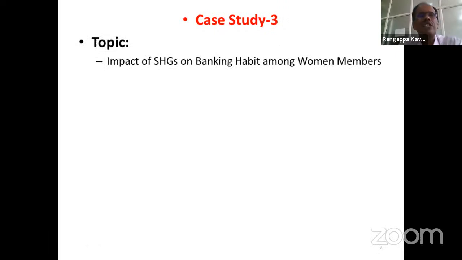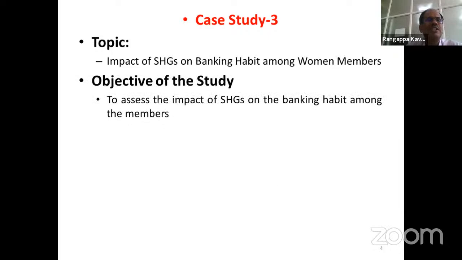Say, the impact of self-help groups on banking habit among women members. You could observe here the objective of this study is to assess the impact of self-help groups on banking habit among the members of the SHGs. See, the context here is banking habit. Let me briefly elaborate it.